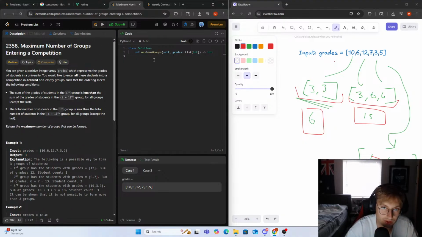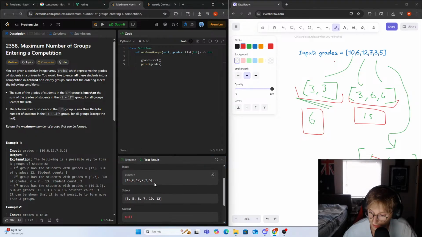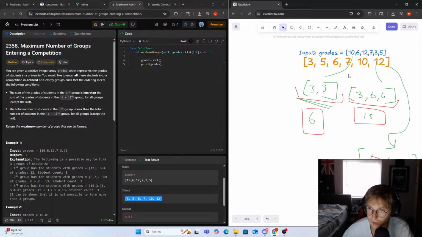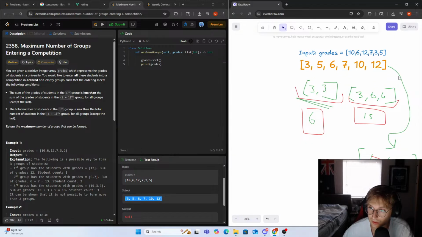I have a feeling that we're going to have to sort our grades, right? That's the intuition I'm getting. I feel like it's going to be important to sort our grades. So this is the sorted version of our grades. We can make this orange, I guess. Really, we're working with these numbers here, right? Let's delete these lines. I don't really need these lines anymore.